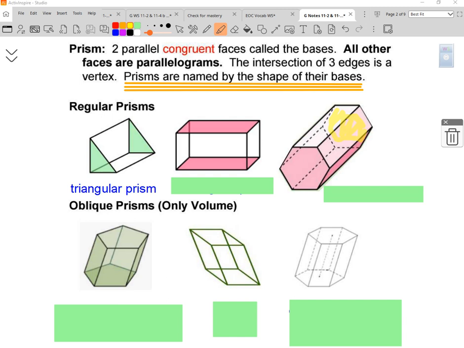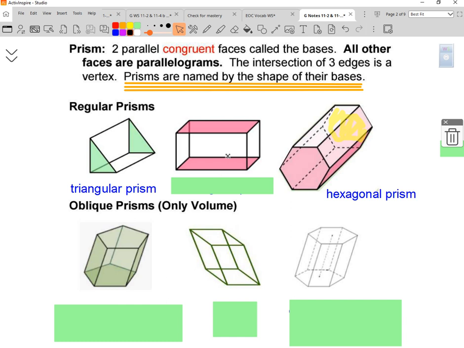Okay, this is a hexagonal prism because the base is a hexagon. The prisms are named by the shape of their bases. That's a hexagonal prism. So you'll see here, I'll give you all a second, hexagonal prism. What do you think this middle one is called? Anybody want to take a guess?